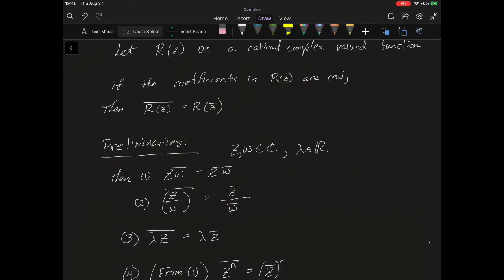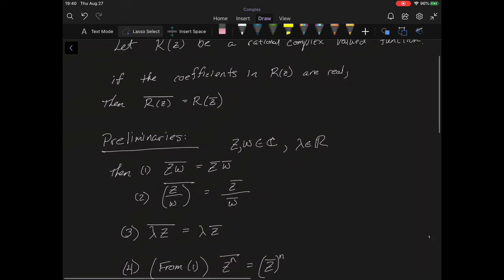Hello. In this video, we're going to be proving a small theorem that is very important in complex analysis, especially when we talk about functions of complex numbers. So if we have a rational complex valued function with real coefficients, then the conjugate of the function r of z is equal to r of the conjugate of z. Before we actually get into proving this theorem, let's talk about some preliminaries.